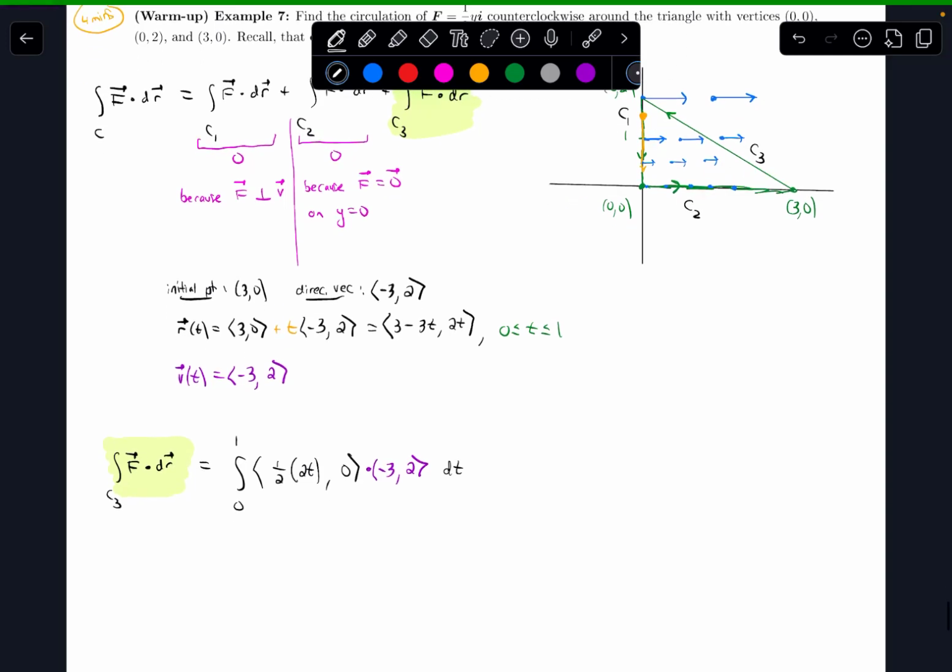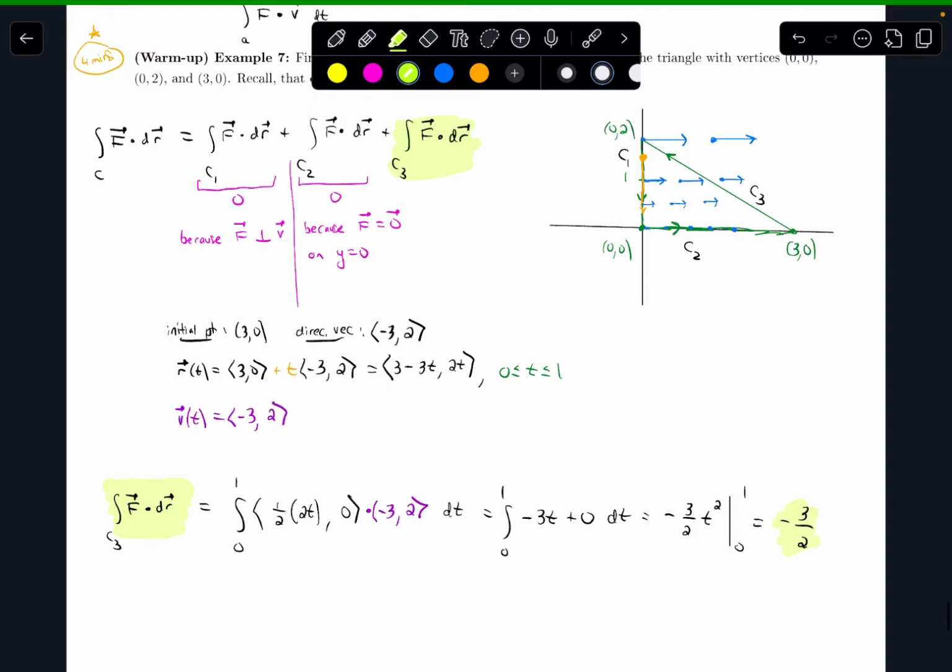Okay, nice. So I'm ready to take the dot product. I've got the integral from 0 to 1. Multiplying this out, I get t times -3, so -3t, plus 0, dt. From there, I can do the antiderivative, which gives me -3/2 t squared. And then I evaluate this at 0 and 1. And doing that, this becomes -3/2. Okay, so that is this third integral. So the third integral is -3/2.